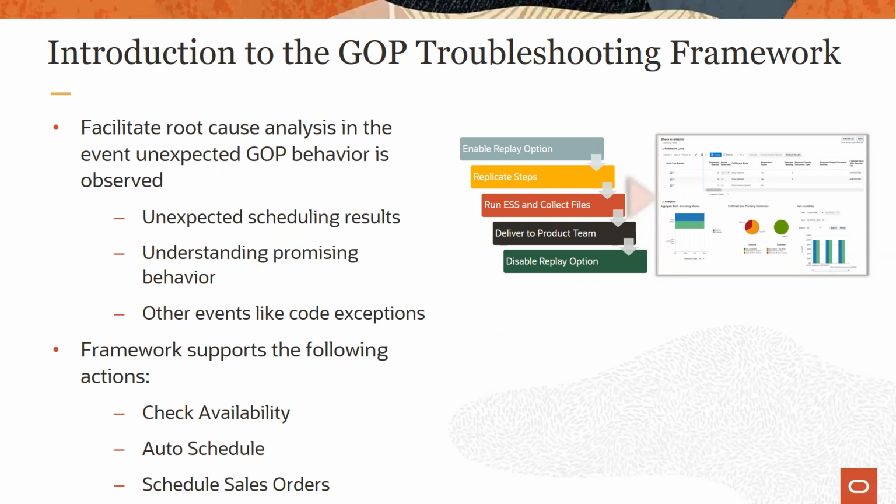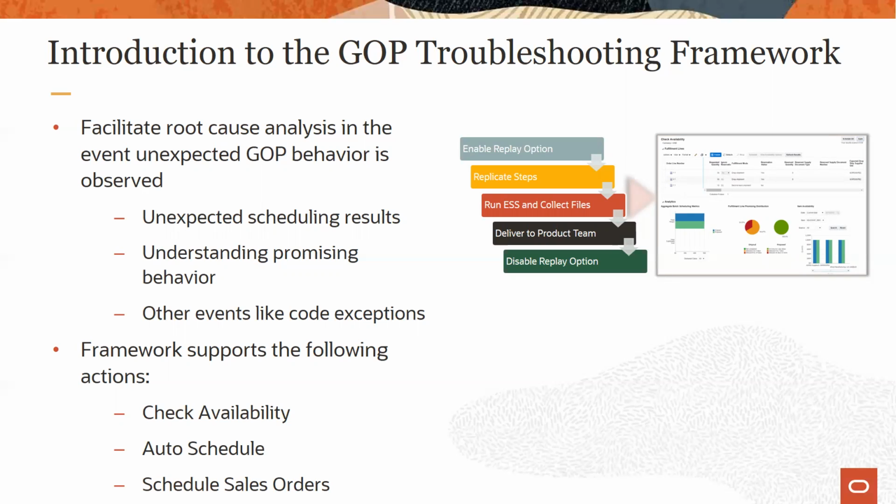Some of the typical cases where this mechanism will facilitate root cause analysis are when unexpected scheduling results are observed, and the replay framework can then help in getting insights into the conditions that gave rise to the observed behavior. Let's say GOP promised an order without taking into consideration some supply that was expected to have been available, but was actually consumed earlier by a different demand.